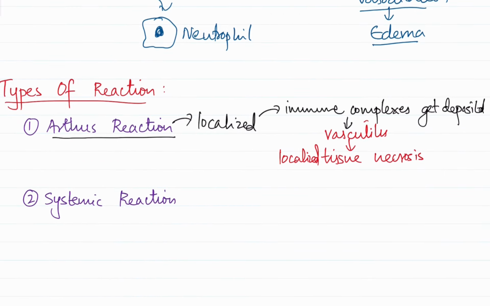And coming to systemic reaction. Now, what causes systemic reaction? Systemic reaction will be caused when the antigens are in excess.